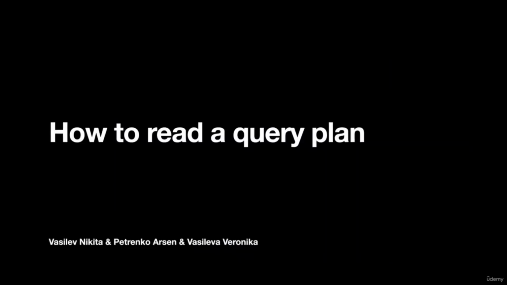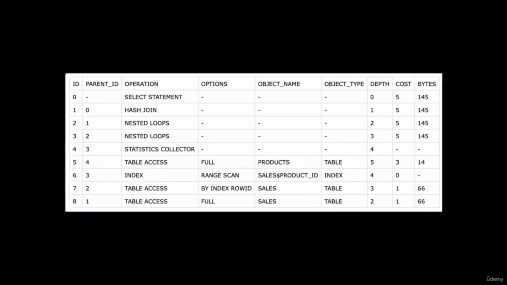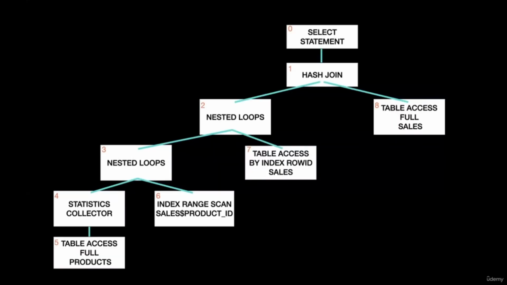How to read a query plan. Consider the explain plan that we got based on our query from the paragraph above. Let's see what the fields in our table are: ID, parent ID, operation, options, object name, object type, cost, and bytes. To make the query plan easier to read, it is presented graphically. It is a tree looking like this. Even for a person who has never read it, but is familiar with the terms, it will be easy to find useful information in it.